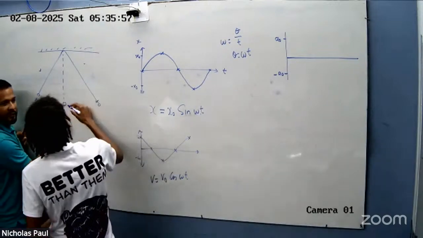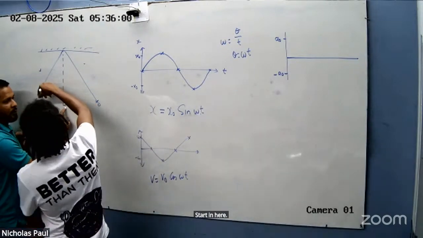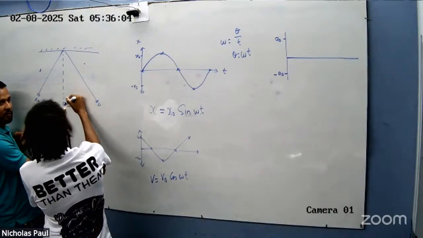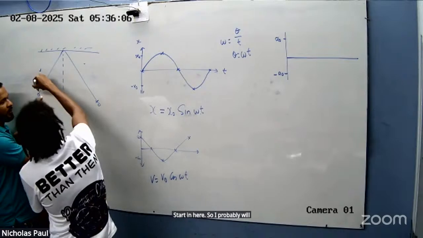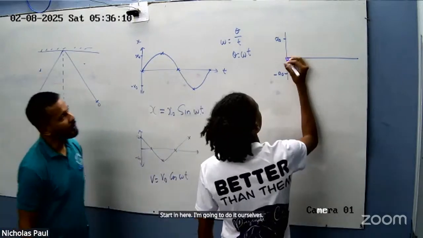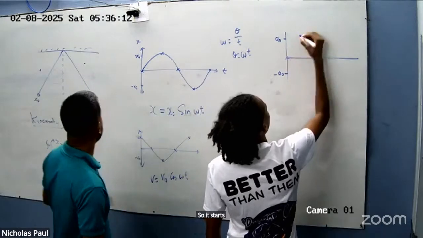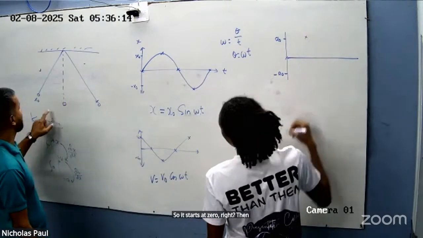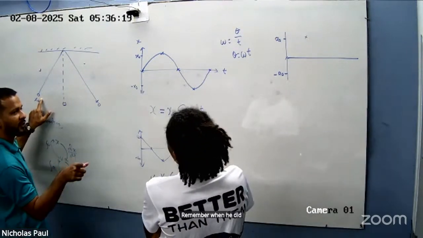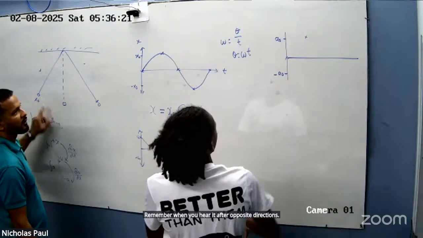Start in here. Then I go. How about the acceleration? Here's max, and here's back to 0. So it starts at 0, right? Then positive or negative? Remember, the acceleration acts in the opposite direction.